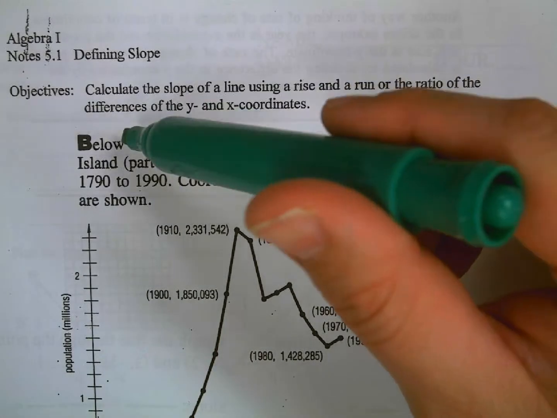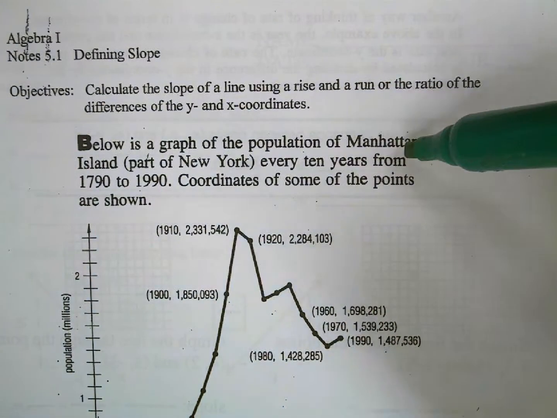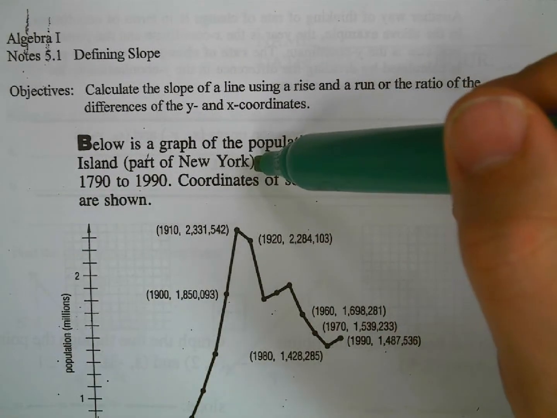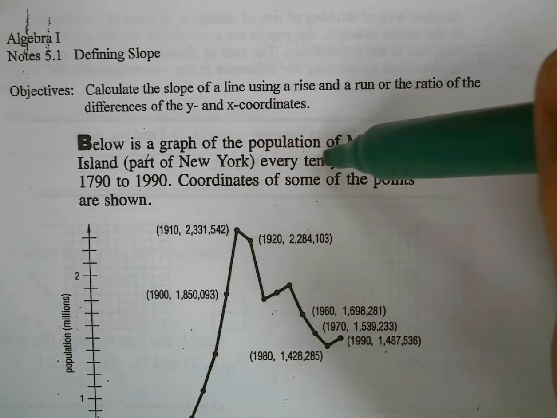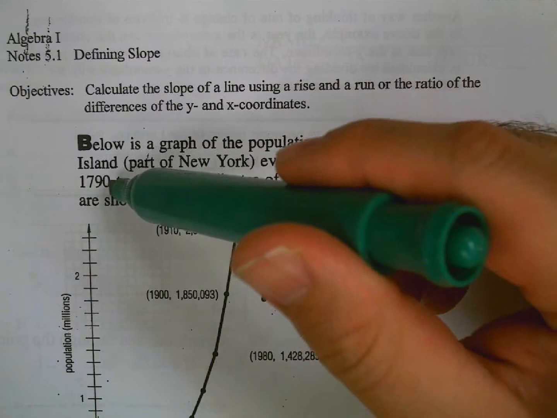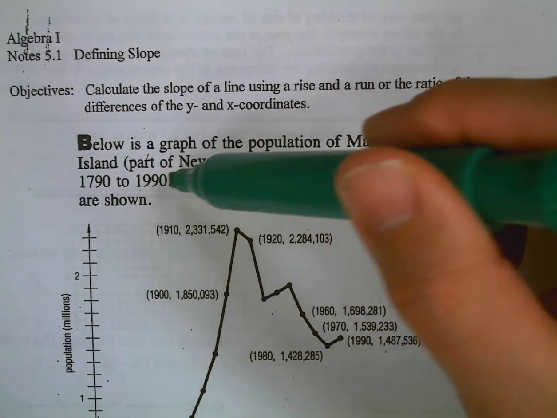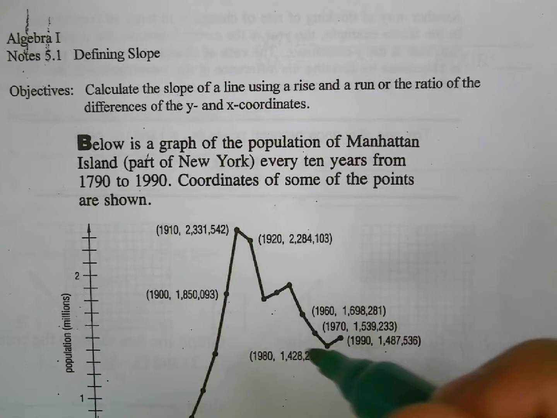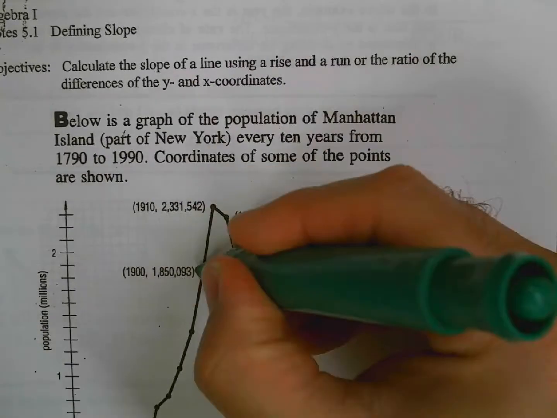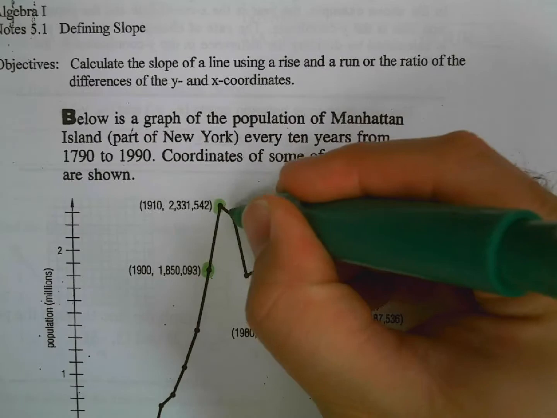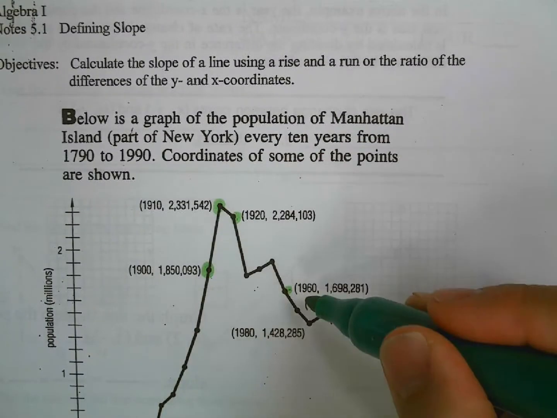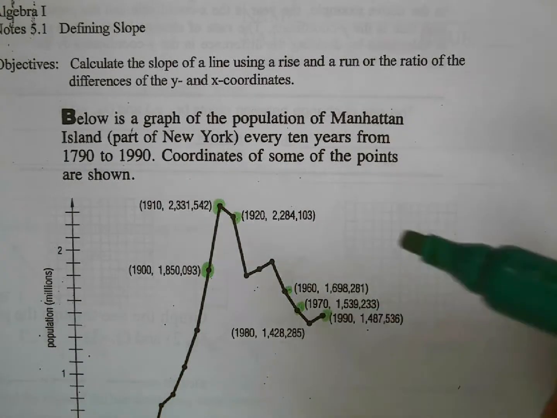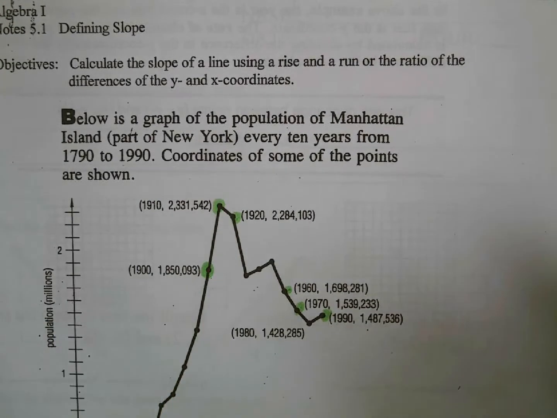So below is the graph of the population of Manhattan Island, which is part of New York City in New York, every 10 years from 1790 to 1990. Coordinates of some of the points are shown. All right, so the coordinates that are shown are definitely this point right here, this point, this point, this point, this point, and this point right here. They didn't show all the points, but they showed some.